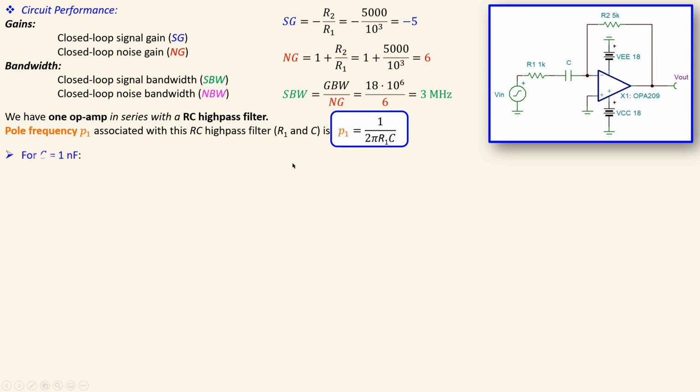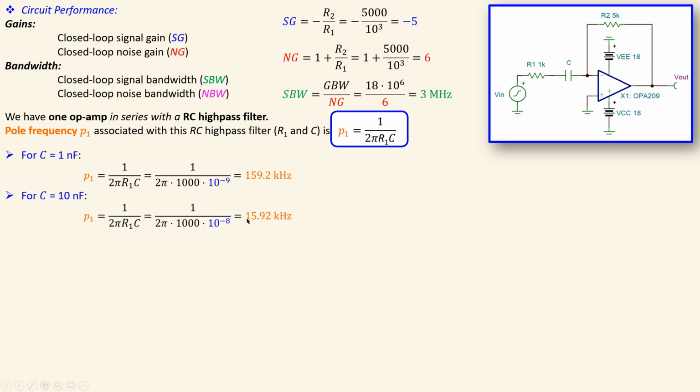Now let's look at several cases for the capacitor. First, 1 nanofarad will result in this expression, and it will give us 159.2 kilohertz. If I increase the capacitor to 10 nanofarads, my pole frequency will be 10 times smaller, 15.92 kilohertz. If I go to 100 nanofarads, the pole frequency associated with this RC circuit, R1 and C, will be even 10 times smaller, 1.592 kilohertz. So you can see the pole frequency decreases by a factor of 10 for each increase of the capacitor by a factor of 10.